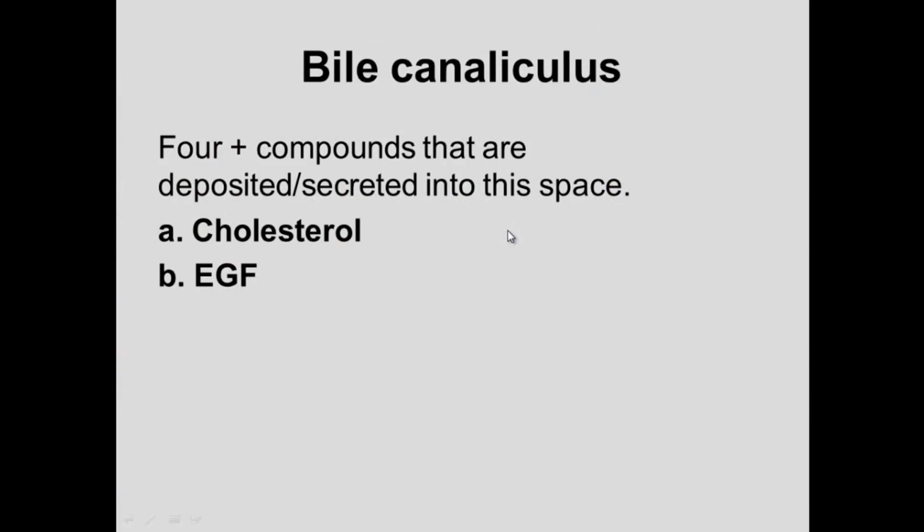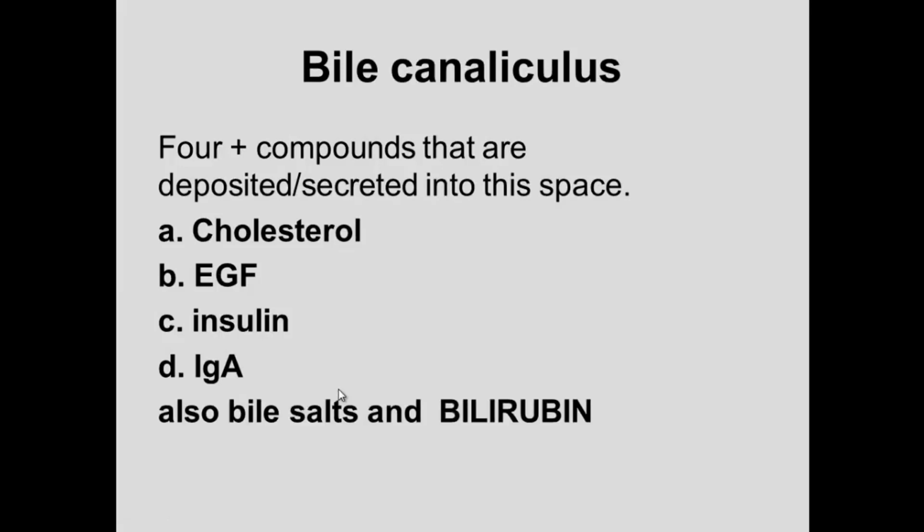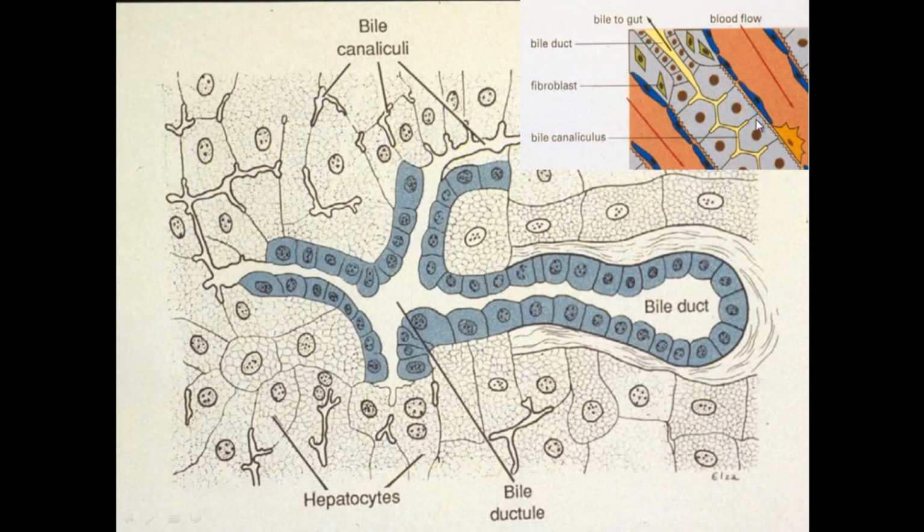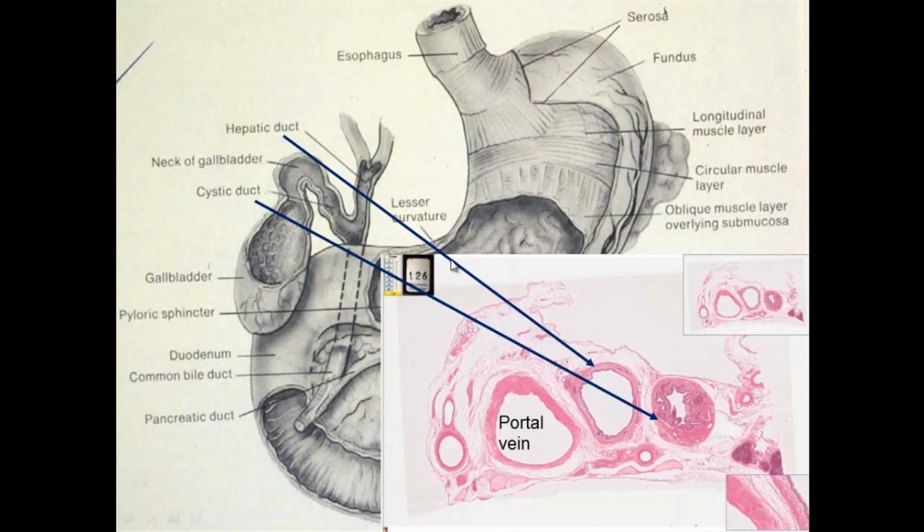Now, in the bile canaliculus, you have different things that are there. You got cholesterol in there, epidermal growth factor, insulin, and IgA. Body fluids have antibodies in them to help in the immune response. Also have bile salts and bilirubin that's located there too. So you have the bile canaliculus giving rise to the bile duct. There's a duct on the bile duct, as you can see. So it's giving rise from here to the bile duct, which has cube cells in through there.